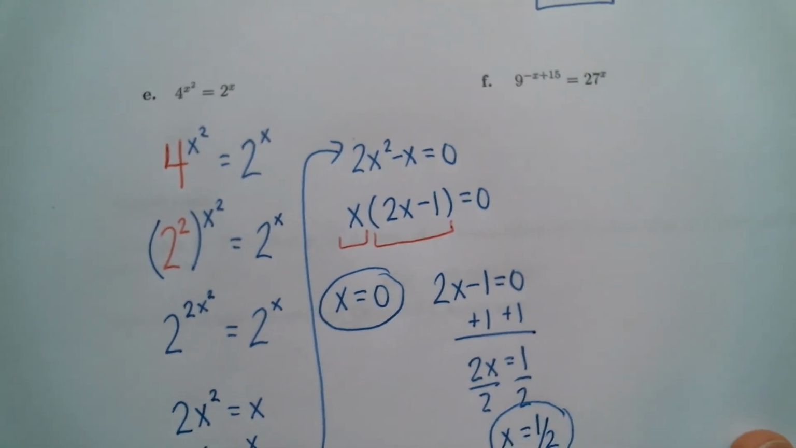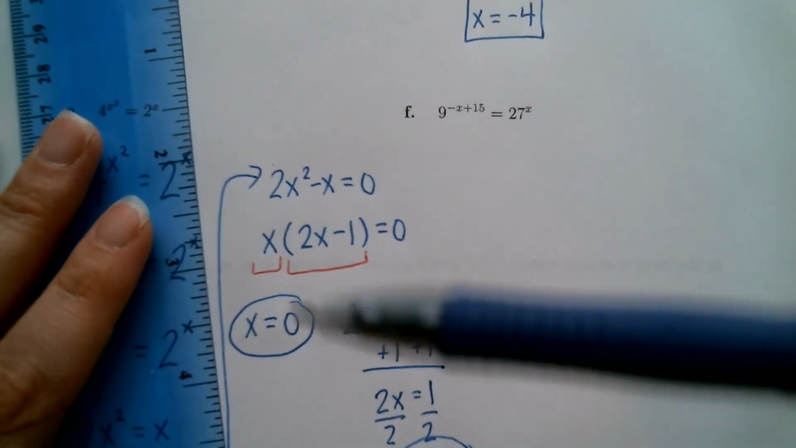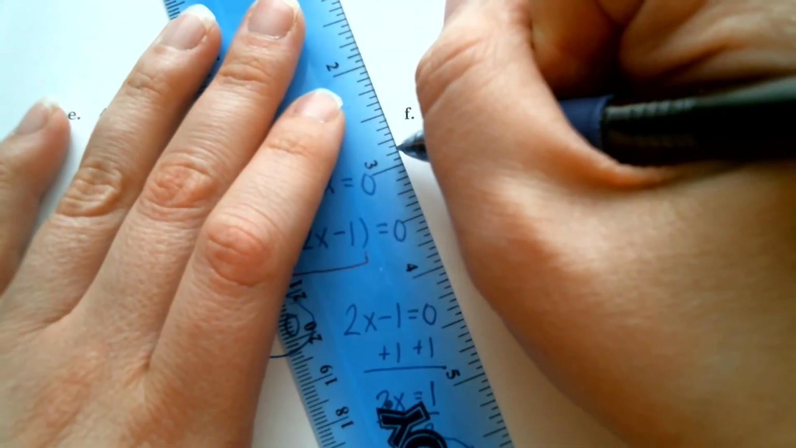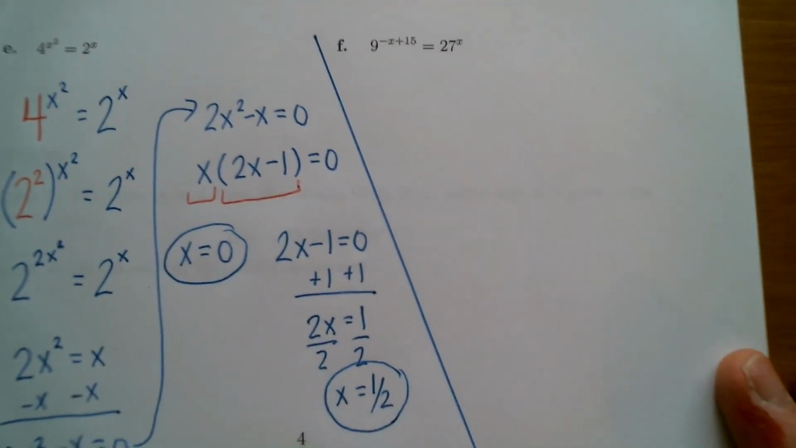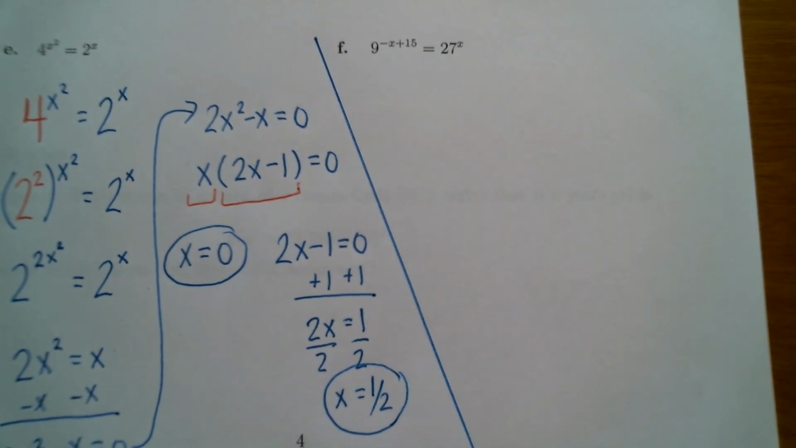All right, so let's move on and try example F. I'm going to put a little line here so we don't get mixed up in the other work. All right, so I'm dealing with an exponential equation. The x values are in the powers. I need to make both sides have the same base. Base 9 is on the left, base 27 is on the right. Those are not the same.